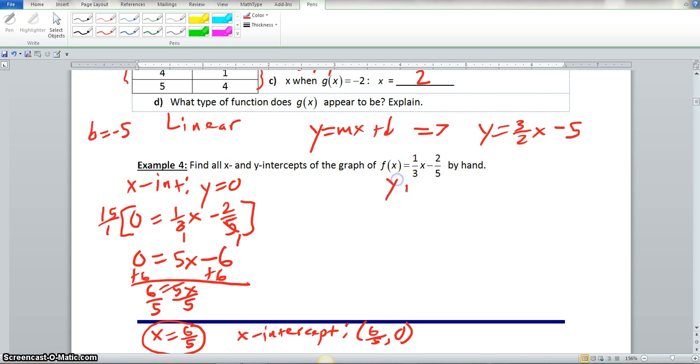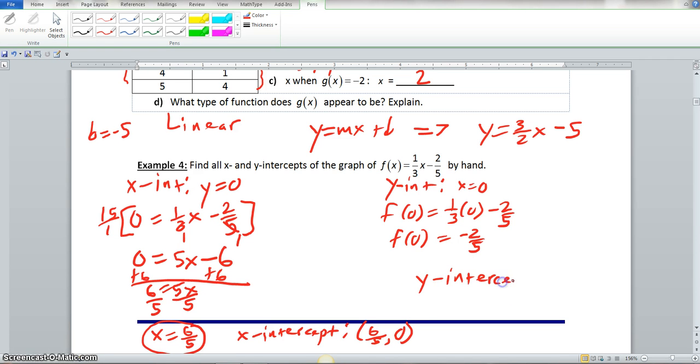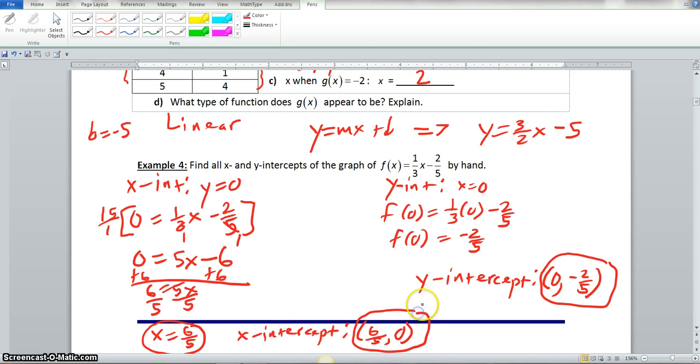Now the y-intercept is when x is equal to 0, so we'll put in 0 for x. So we have f of 0 is equal to 1 third times 0 minus 2 fifths. So now, we have f of 0 is equal to negative 2 fifths. So our y-intercept, the ordered pair, would be 0, negative 2 fifths. And that is our answer. So this is our answer for the y-intercept, and this is our answer for the x-intercept.